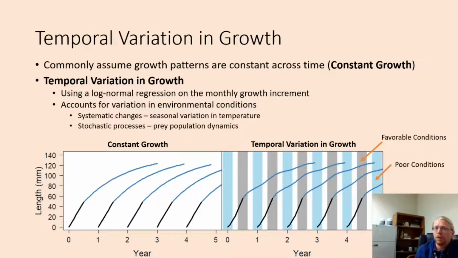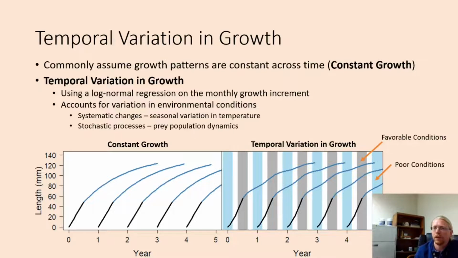For this model, we included temporal variation in growth using a log normal regression on the monthly growth increment. This accounts for variation in environmental conditions, and we can consider these in 2 different processes. We consider the systematic changes, things like seasonal variation in temperature, or stochastic processes, such as prey population dynamics.